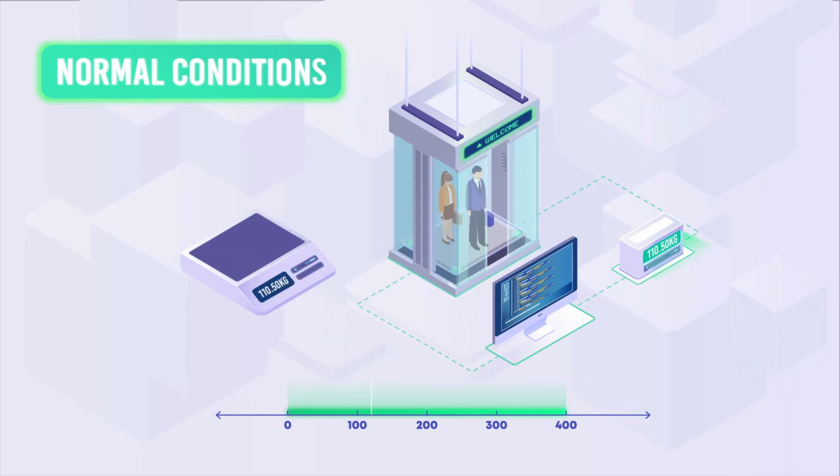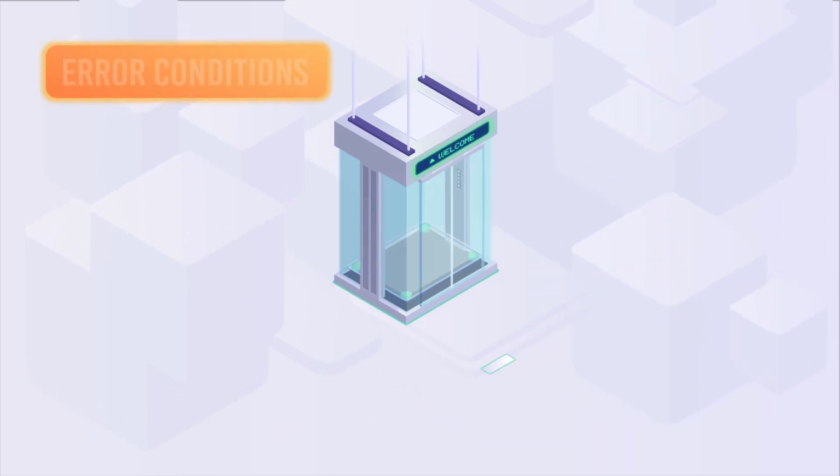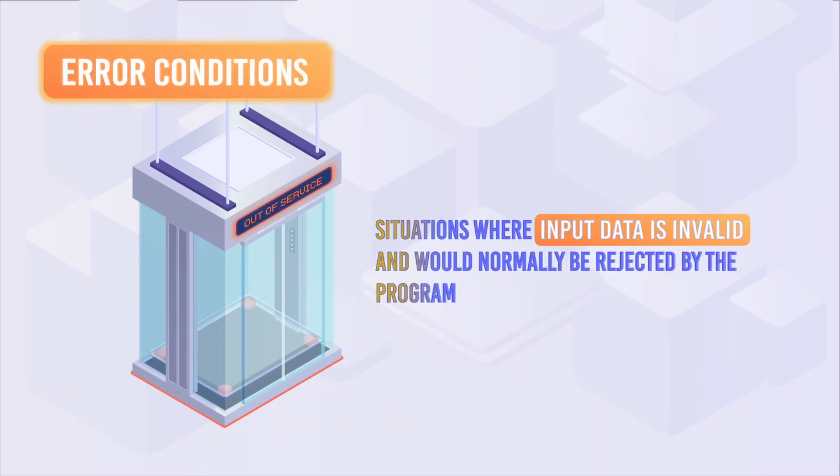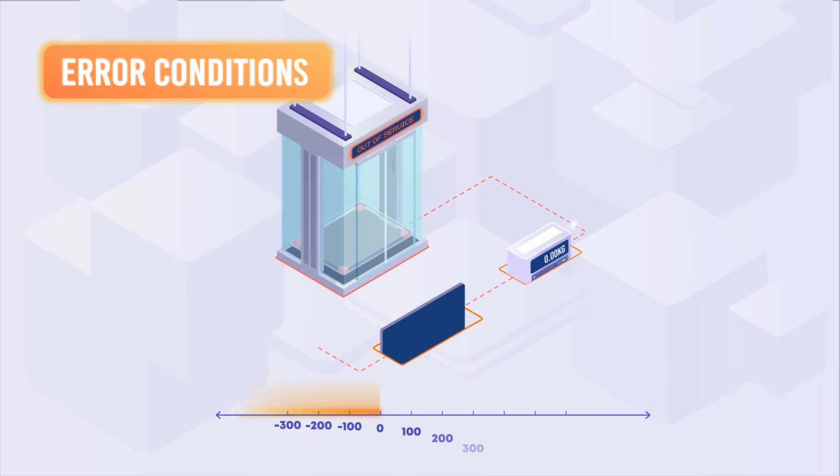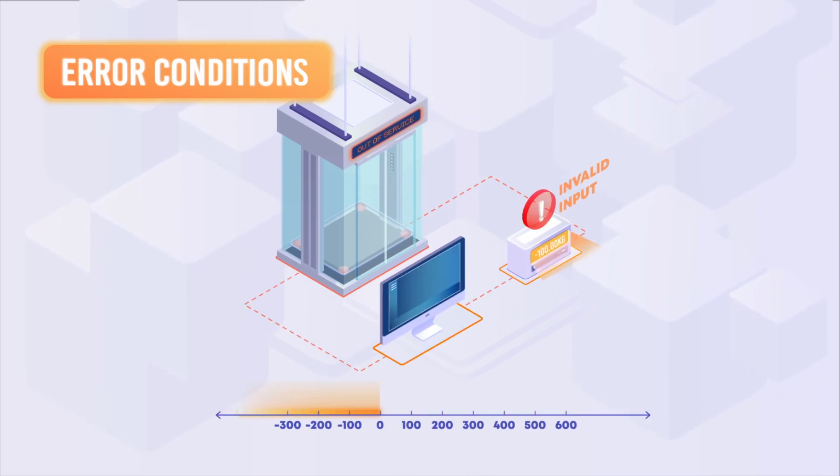For example, 110.5 kilograms. Next is the error conditions, which are situations where input data is invalid and would normally be rejected by the program. It is clear that any load size that is smaller than 0 kilograms and any load size that is greater than or equal to 400 kilograms are invalid input.